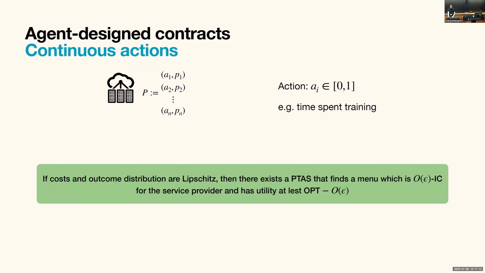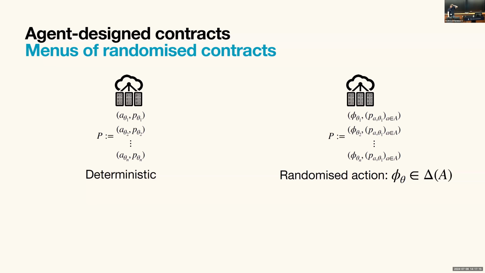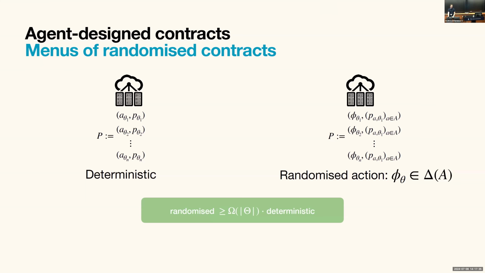And also we looked at the menu of randomized contracts, in which the menu is not comprised of actions and payment schemes, but of a randomization over actions, and for each randomization over actions, also a payment for each action. And this is both computationally very efficient and also utility-wise very efficient, because we could show that this menu of randomized contracts gives utility which is a number-of-types factor better than the deterministic ones, but also there always exists a polynomial time algorithm to compute them.